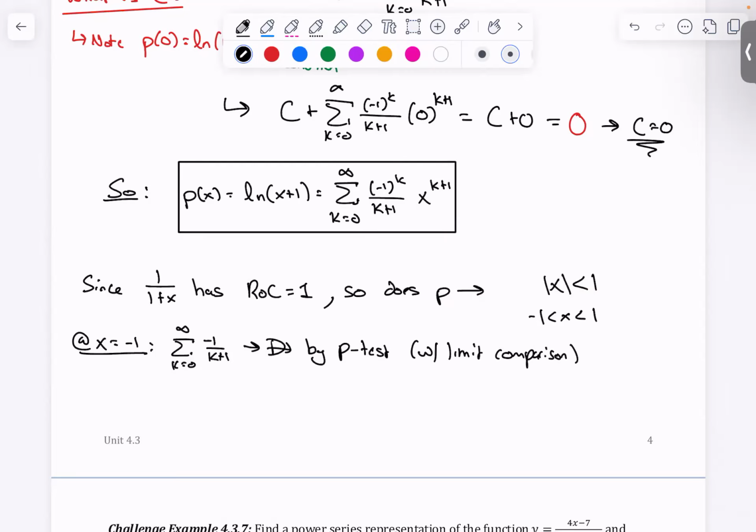With limit comparison of 1 over k. I mean, actually, you don't even really need to. You can reset it to index 1, and you'll see that it is, in fact, the harmonic series. So it's divergent. Any questions on that?